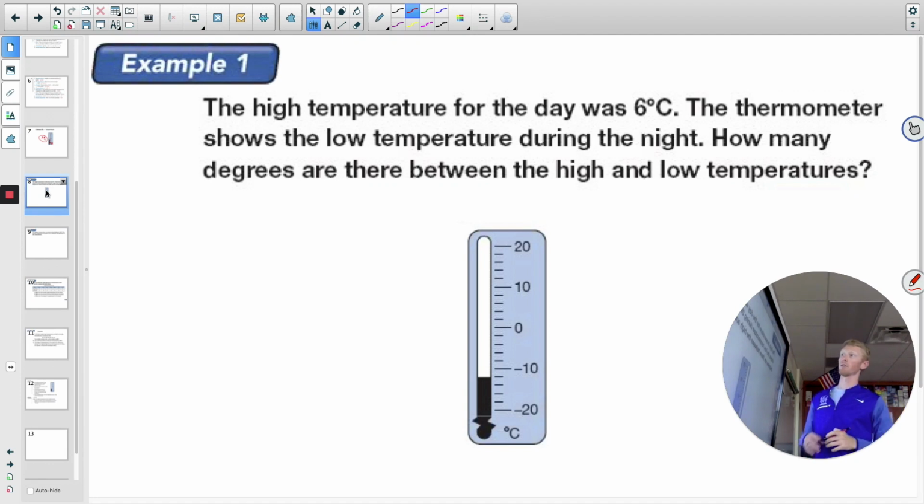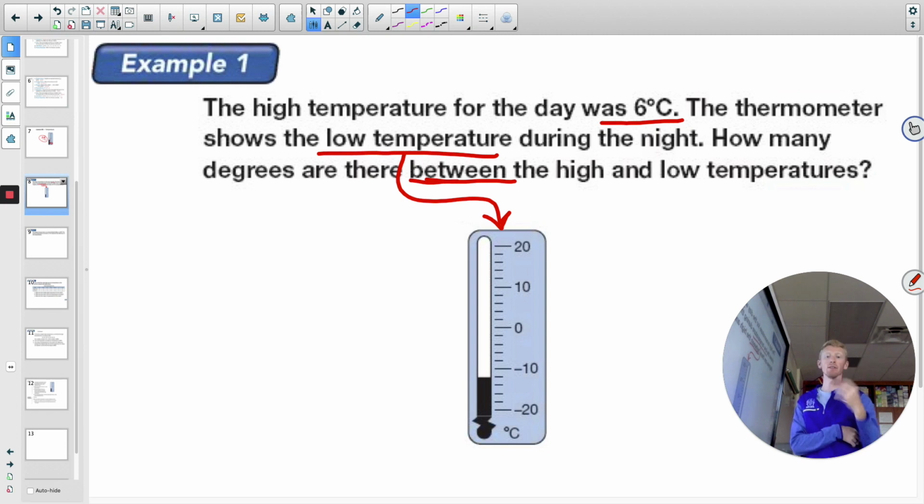It says the high temperature for the day was 6 degrees Celsius. The thermometer shows the low temperature during the night. How many degrees are there between the high and low temperatures? All right, so if the high was 6 degrees Celsius and the low temperature is what this shows me right now, it's asking me how many degrees between. So I need to find the difference. Find the difference, that means I need to subtract. Okay, so I have 6 degrees Celsius, and this is the low.